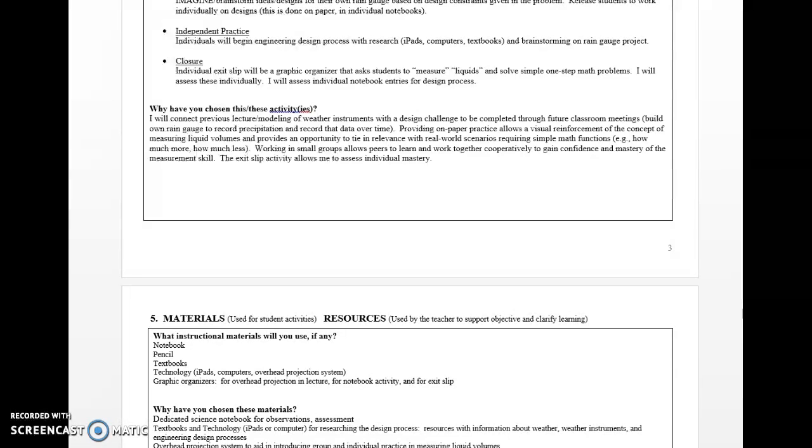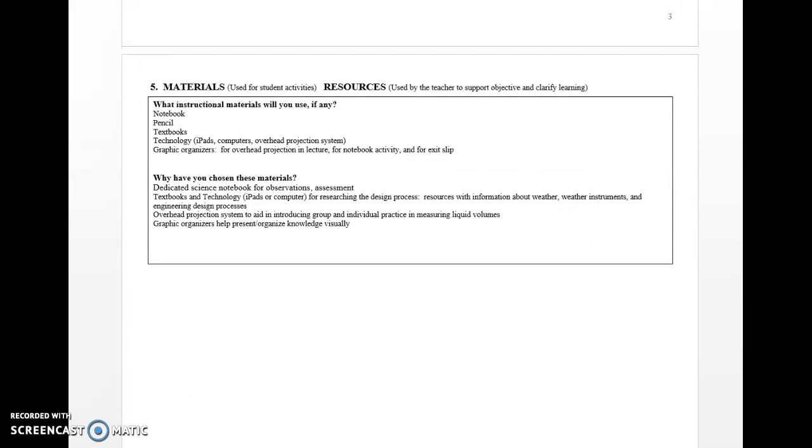Working in small groups through their guided practice allows for some peer tutoring, as mentioned, and lets me assess formatively as we go through those concepts to see who's getting it and who's not. And the exit slip will definitely allow me to assess individual mastery. So, looking at materials and resources.